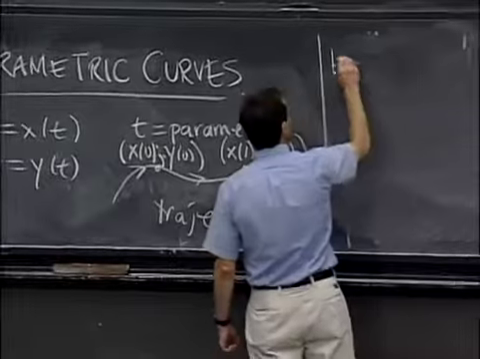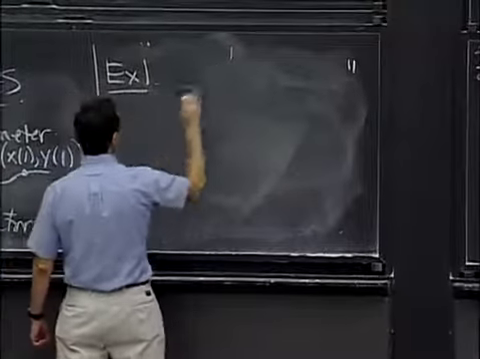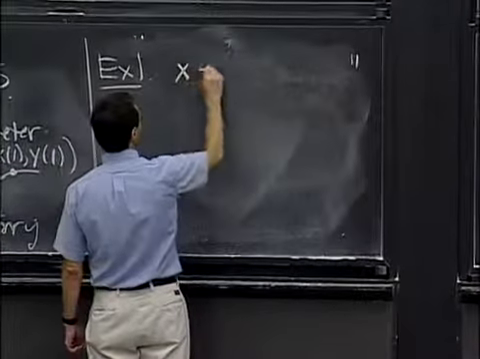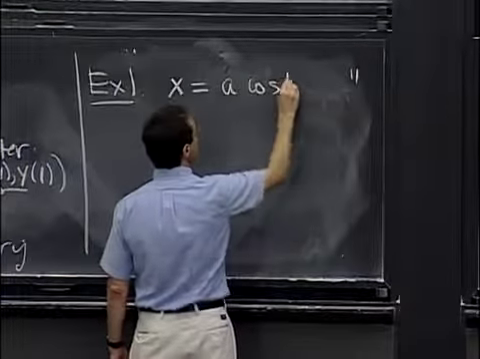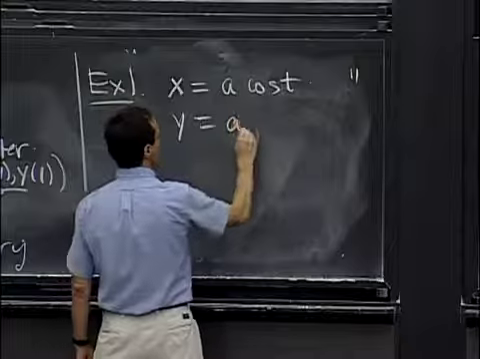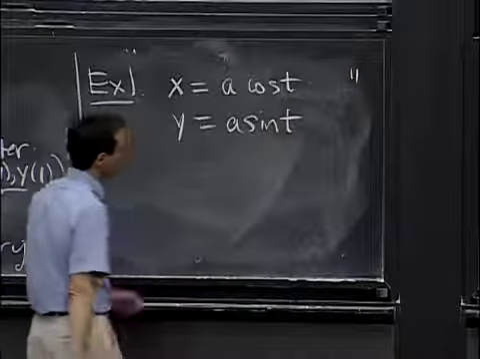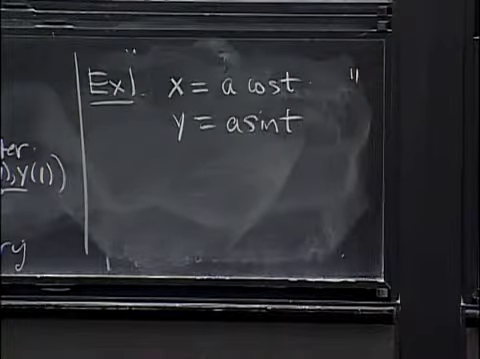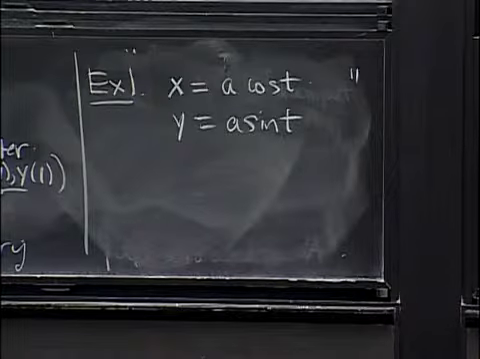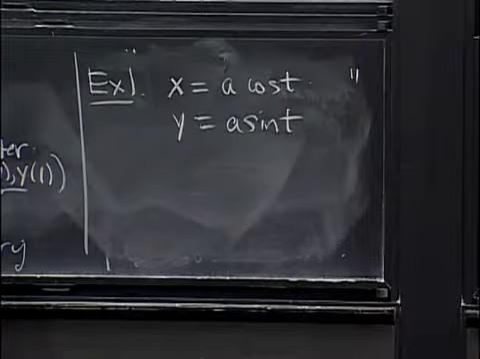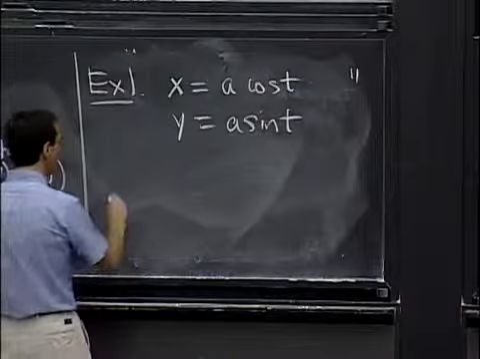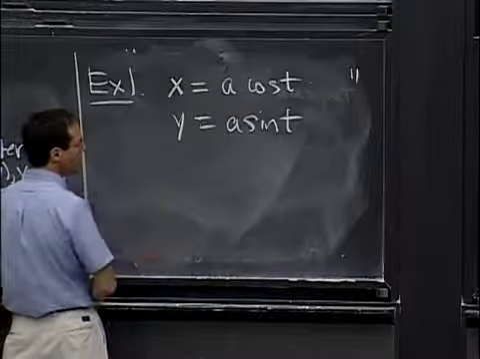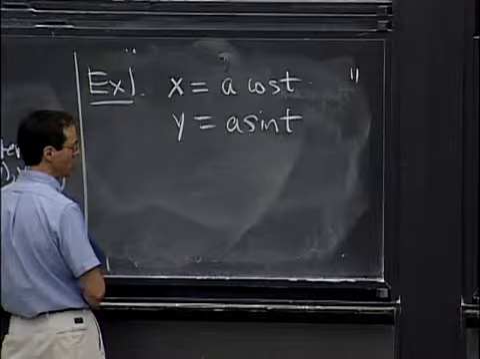Now, let me give you the first example, which is x is equal to a cosine t, y is equal to a sine t. And the first thing to figure out is what kind of curve this is. And to do that, we want to figure out what equation it satisfies in rectangular coordinates.